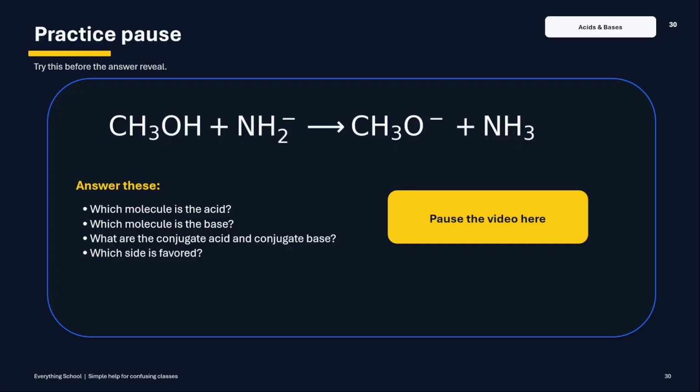Do not rush to the answer. Use the algorithm from earlier. First, identify who loses H+. Second, identify who gains H+. Third, draw the 2 conjugates. Fourth, compare the acid on each side using pKa. Then decide which side is favored. The next slide will reveal the labels and the pKa comparison.